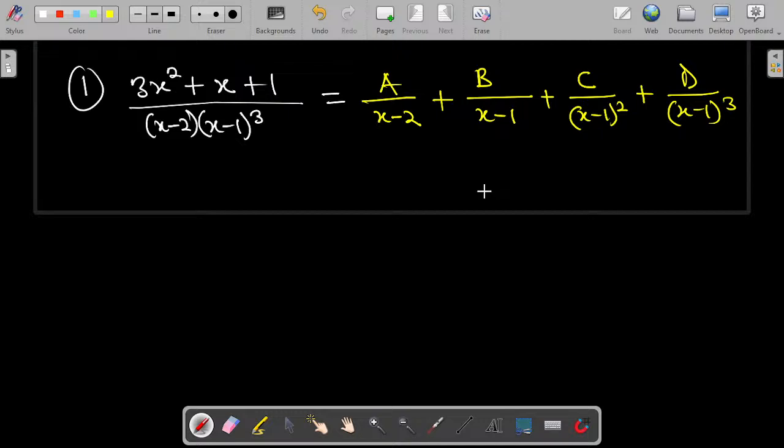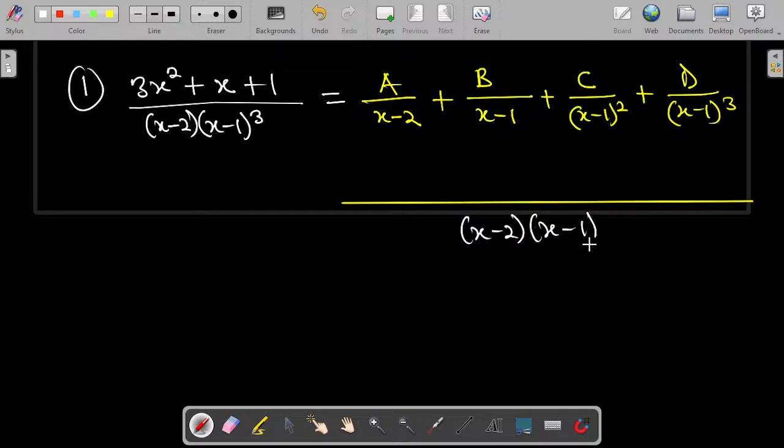All right, and we can start by getting our LCM. If we get the LCM for this, it is going to give us the same thing that we have here, which is x minus 2 into x minus 1 raised to the power of 3.